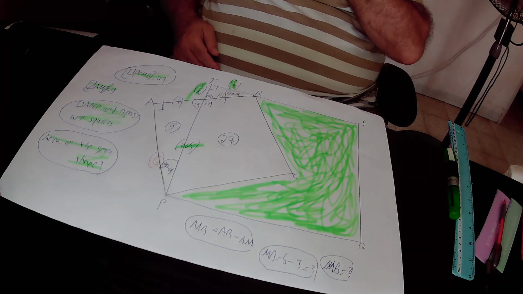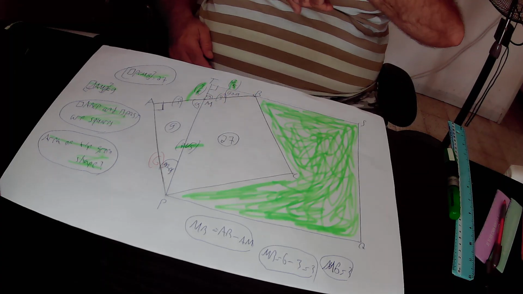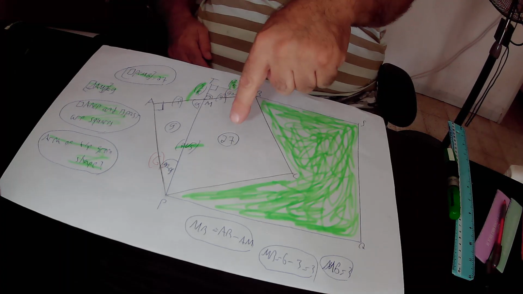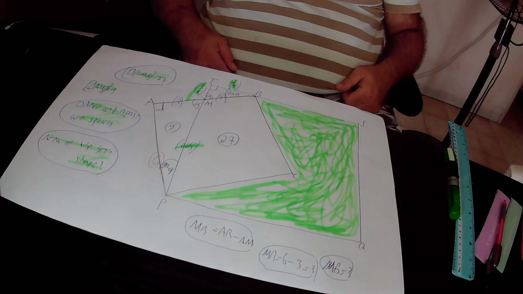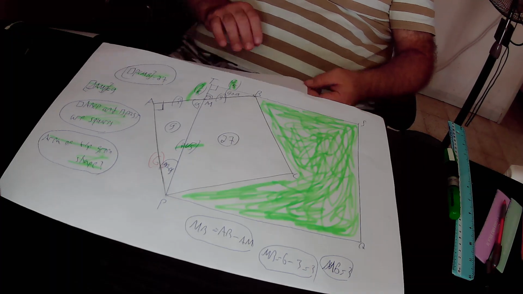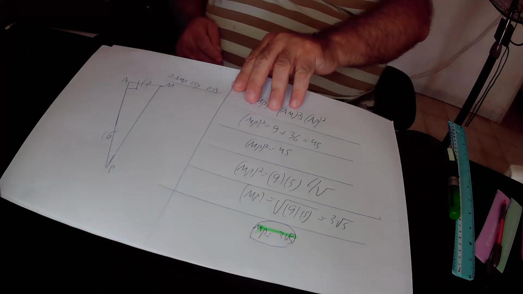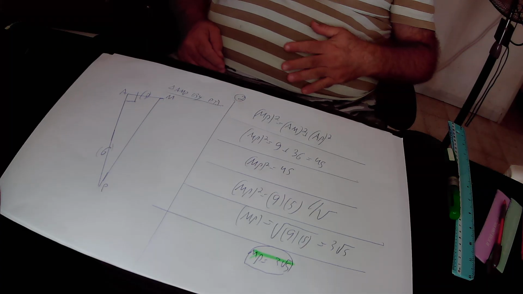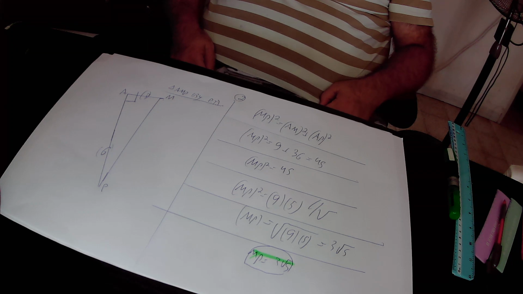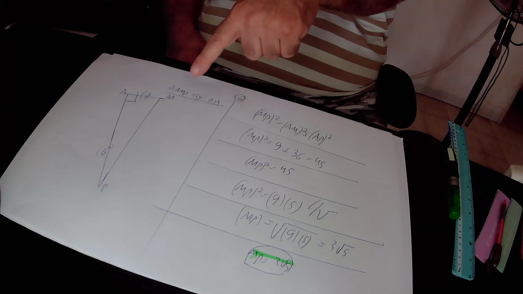In the next step, I copied the right triangle AMP onto a new page and implemented the Pythagoras theorem in this right triangle. According to the Pythagoras theorem, in any right triangle, the square of the hypotenuse equals the sum of the squares of the perpendicular sides. This is the right triangle AMP that I copied from the original drawing.